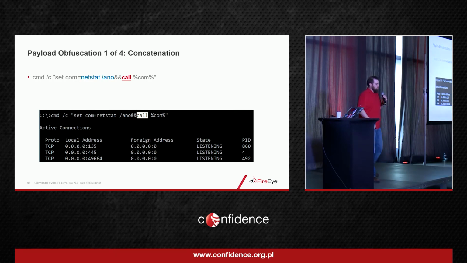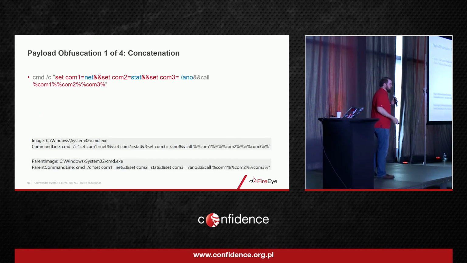environment variable contents. So now, instead of just putting it in a com, let's put it in three variables, com1, 2, and 3. And then let's call the concatenation of com1, 2, and 3.